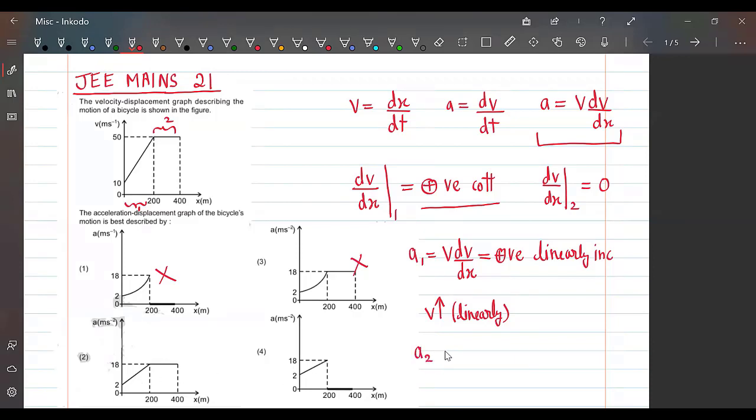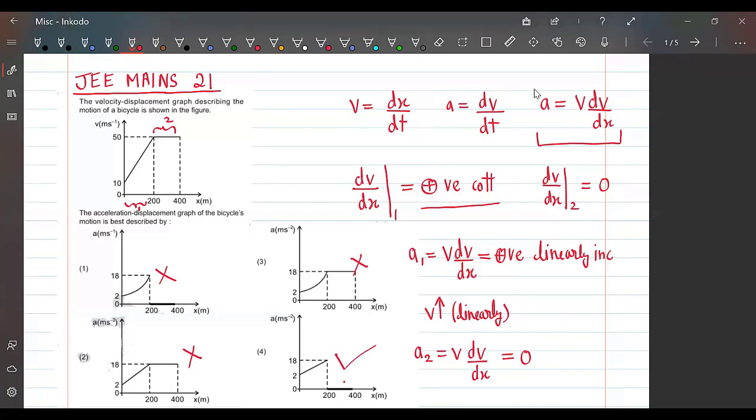In the second region, velocity is linearly increasing, but dv by dx itself is 0. So velocity into dv by dx, if you multiply anything by 0, the acceleration in the second region is coming as 0. So in the second region, this is representing 0 acceleration. So this option is wrong because here acceleration is a positive value. So the fourth option is correct.